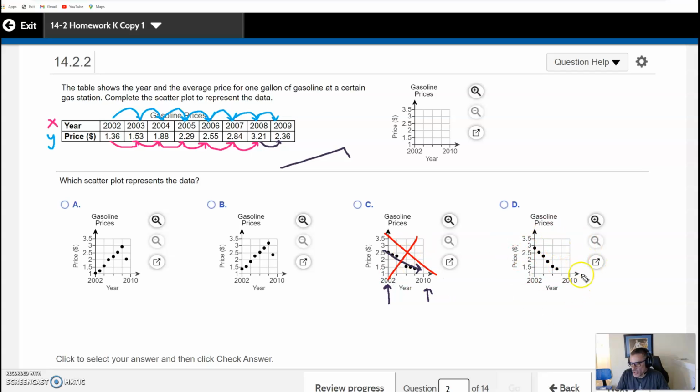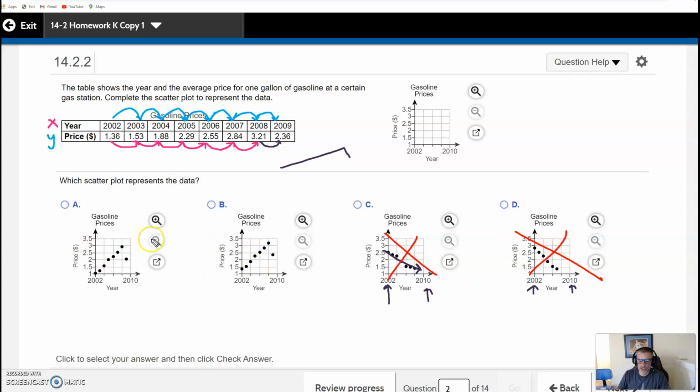And the same reason here. This one also shows data that is going down. It says, hey, if I start in 2002 and I'm going to 2010, the price is going down year after year. Well, that's not what the table shows, right? The table shows a price that is increasing, that is going up. So I know it can't be this one.